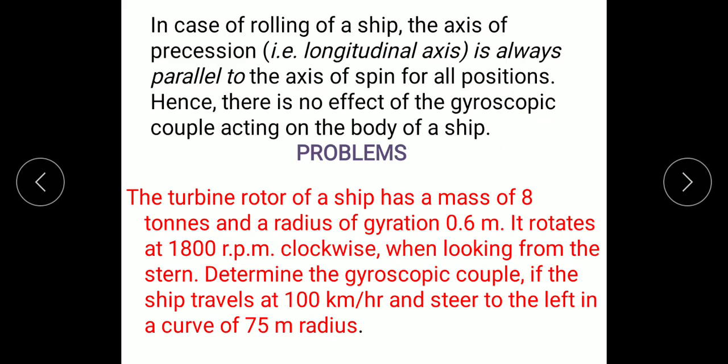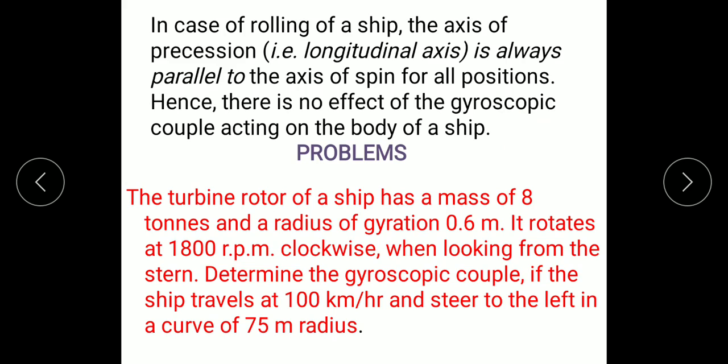So first, when we consider ships, we have gyroscopic couple effect in three cases. First one is steering, second one is pitching, and third one is rolling. Steering means when the ship takes a complete curved path, that means when it takes a left turn or a right turn. When it takes a left turn, there is one type of gyroscopic effect, and when it takes a right turn, another type of gyroscopic effect.